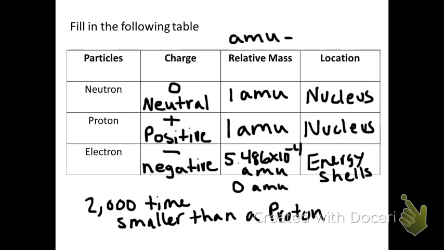Alright, so there's some characteristics of a neutron, proton, and electron. By the way, let's talk about how we symbolize them. We normally just put an N for neutron, a P with a positive sign to let us know that it's positive for a proton, and an E with a minus sign for an electron, to know that it is negatively charged.